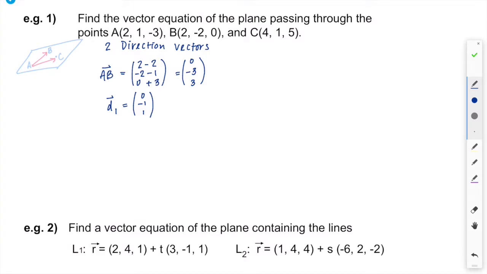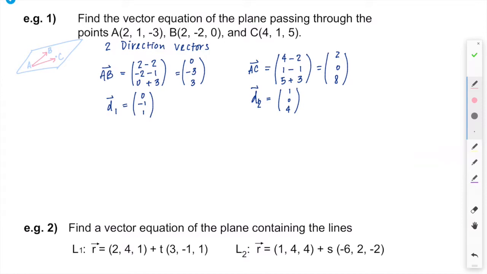All right, so like we said, we also need to find vector AC as our second direction vector. So 4 minus 2, 1 minus 1, 5 plus 3. I have 2, 0, and 8. So once again, I can reduce this. So let's call the second directional vector 1, 0, and 4. All right. So let me write a note here on the side. We could use AB and AC as D1, D2 as well.